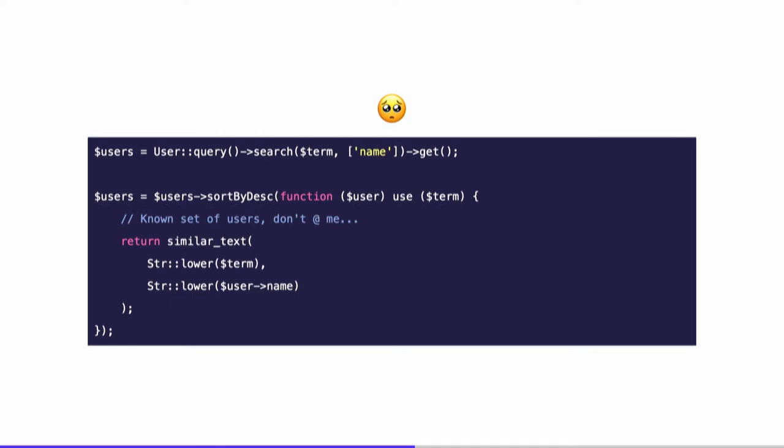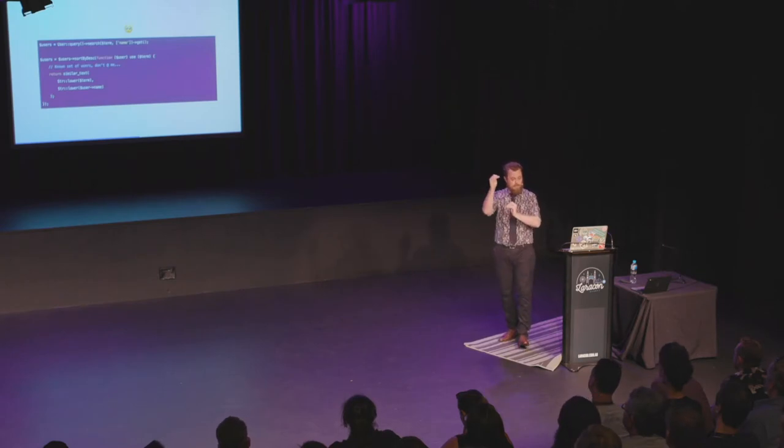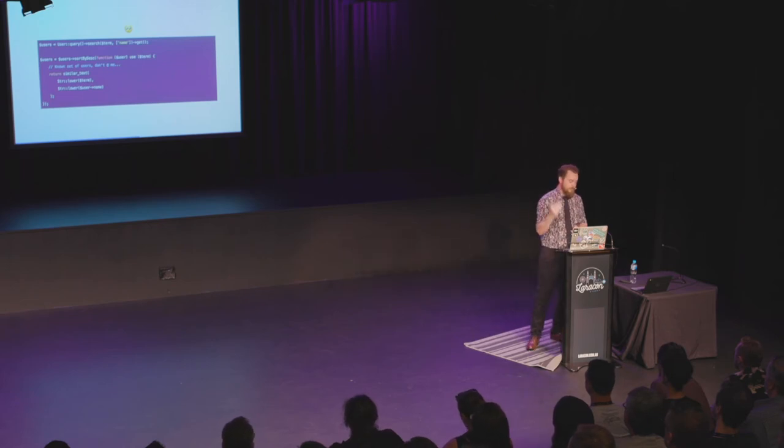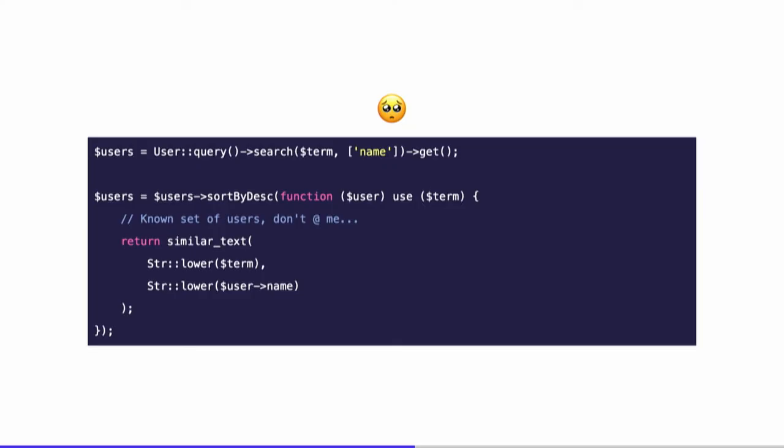So in this example here, we've got a user query. We're going to run a search over it for a search term. Someone's typed someone's name into a search box on our website. We want to get all those results. And then we're going to sort those results by relevance. We're going to check that with perhaps the similar text algorithm. We might do some weighting. This is a pretty basic example, but we might say, right, whatever they typed in, if that's the start of someone's name, they're going to get a few more points in this sorting algorithm, just to make it more relevant so that the thing that they're probably searching for comes right at the top. And I know performance, all good, known set of users, everything's fine.